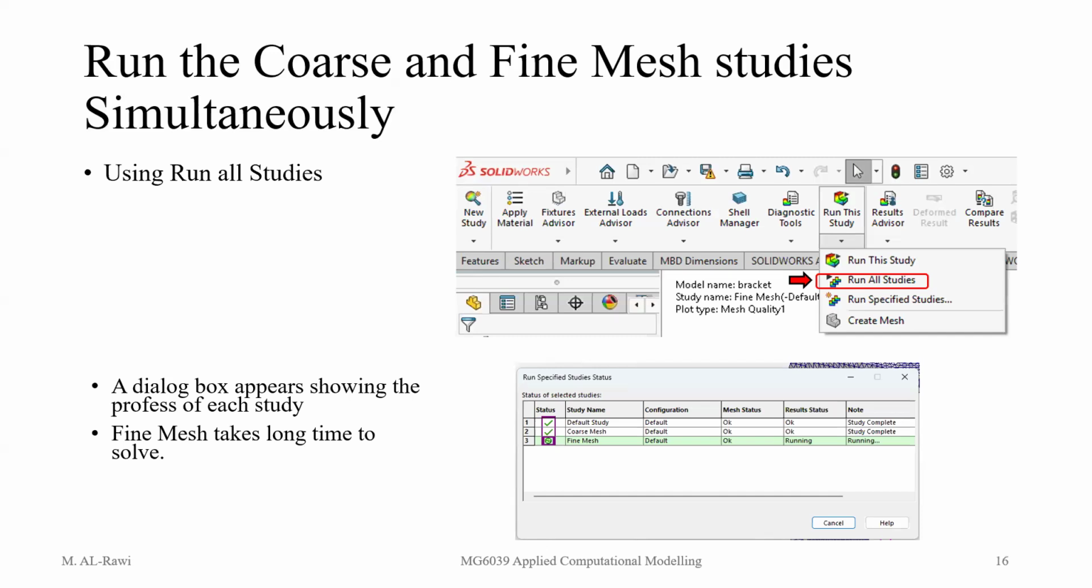Now what appears will show you a dialog box similar to this one. Have you got this dialog box? It will rerun the default study in case we have made changes to it. Then we'll run the coarse mesh, and it will show that it's doing the calculations. This is very helpful if you have multiple studies.